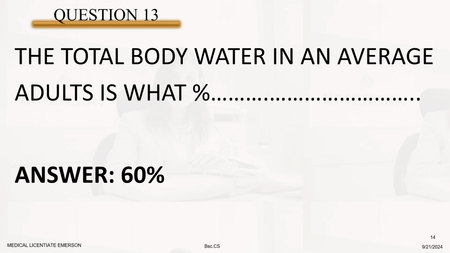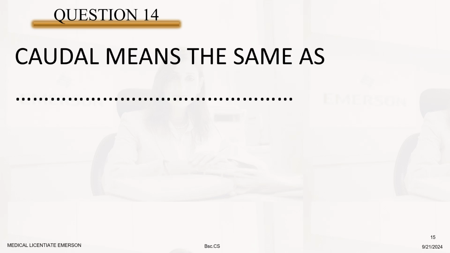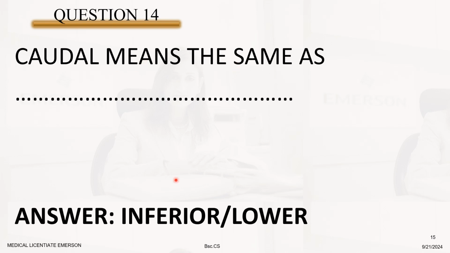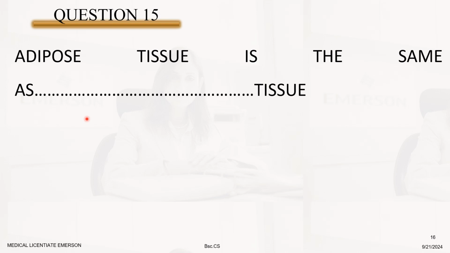Okay, so let's move on. Cauda means the same as inferior or lower. Then adipose tissue is the same as dash tissue. Okay, so this is the same as fatty tissue.